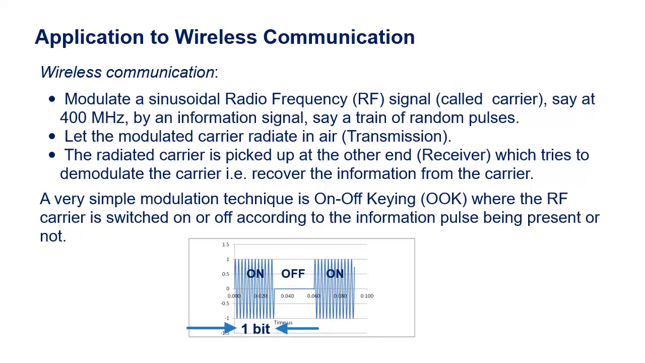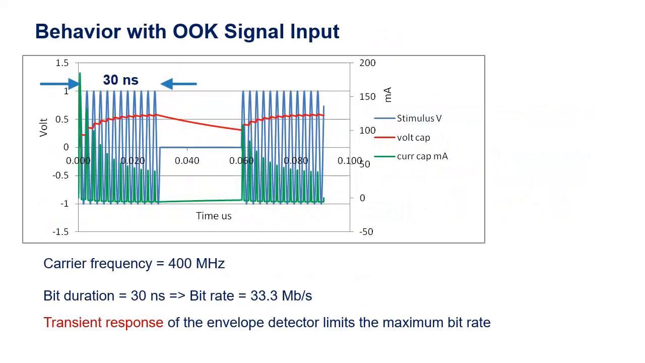A very simple modulation technique is on-off keying, where the RF carrier is switched on, or off, according to the information pulse being present or not. Duration for which the carrier is on, or off, corresponds to 1 bit of information. Let us find out how successful our envelope detector would be to demodulate pulses of 30 nanosecond duration modulated on a 400 MHz carrier. Maximum voltage across capacitor when carrier is on, is 0.58 volts.